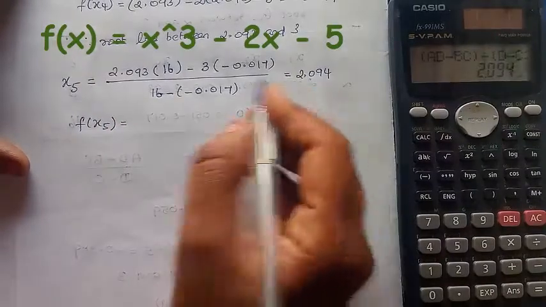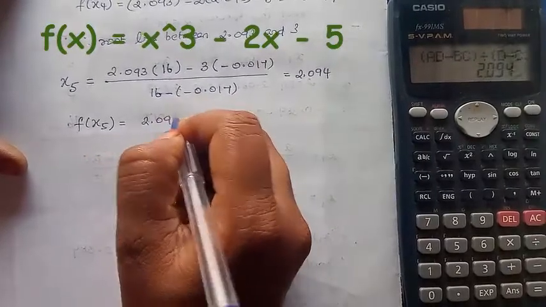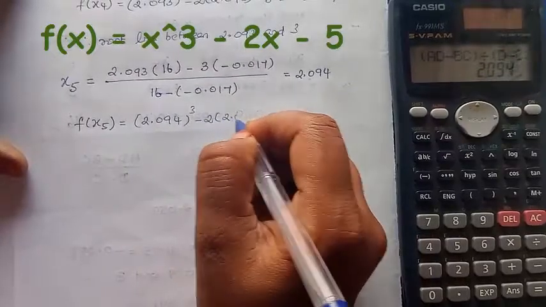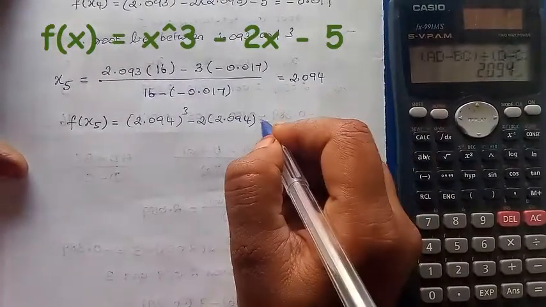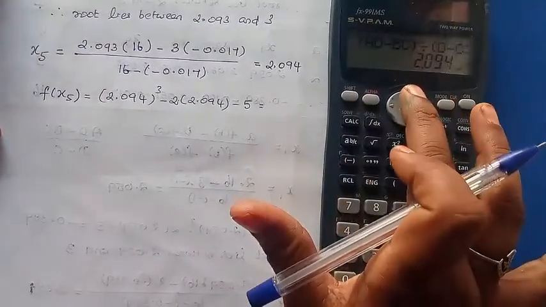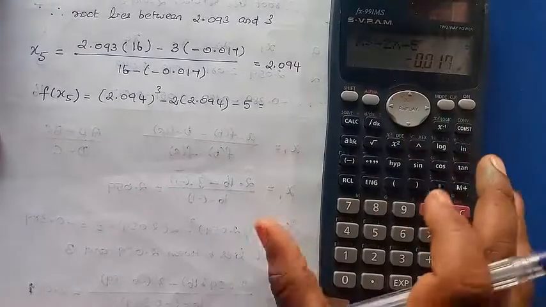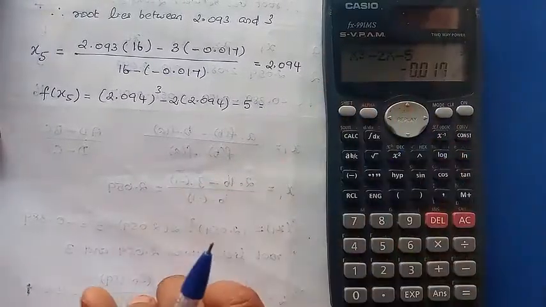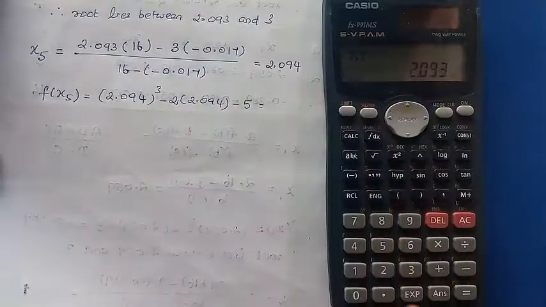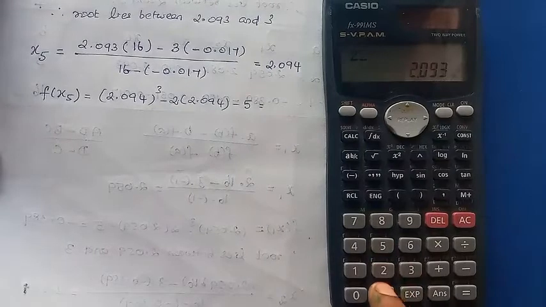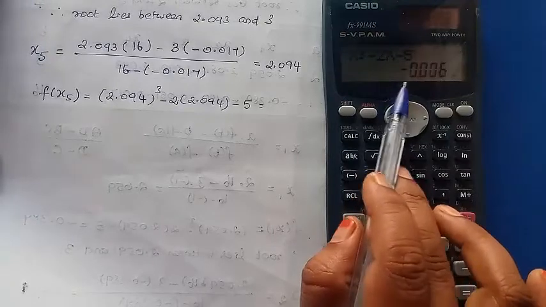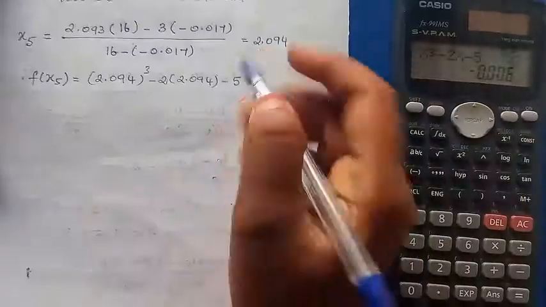The x value is this one, 2.094 the whole cube minus 2 into 2.094 minus 5, equal to. Go to the calculator, press the up arrow. It shows the formula. Now press CALC button. It asks for x value. X value is 2.094 equal to. The answer is minus 0.006.